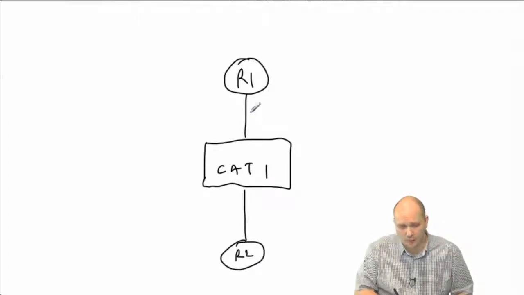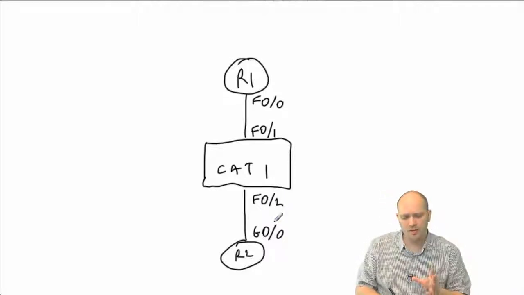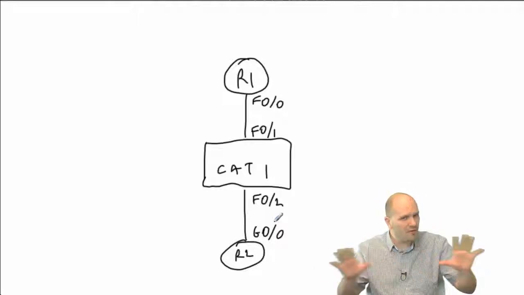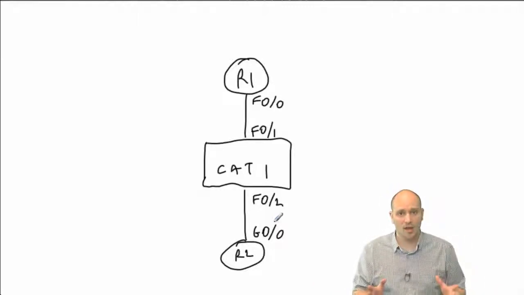On router 1, I'm going to be using fast Ethernet 0/0. On R2, I will be using gigabit Ethernet 0/0. This is going to be connected to fast Ethernet 0/1 on Cat1 and on fast Ethernet 0/2 on Cat1. What I'm going to do here is I'm just quickly going to go and set this up. Just a very, very basic setup. And let's see if I can communicate between R1 and R2.